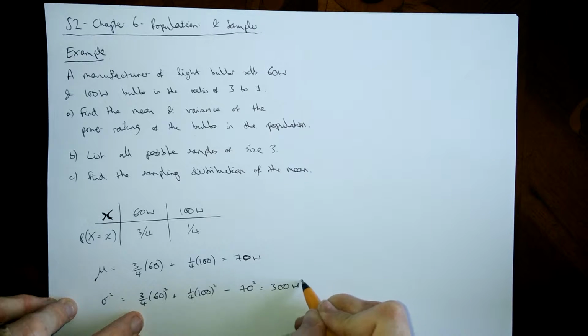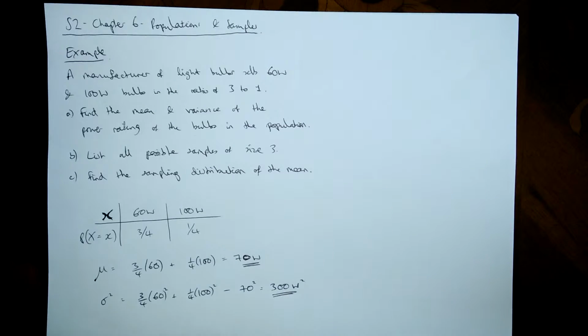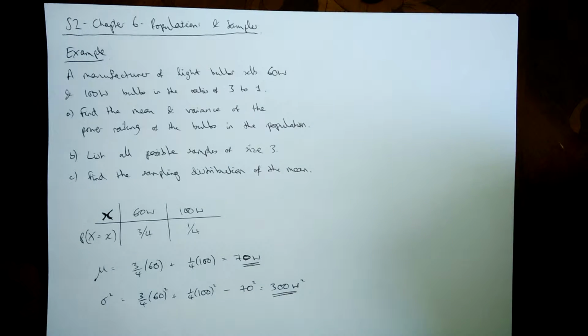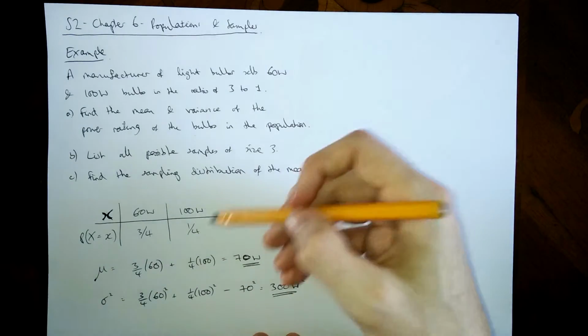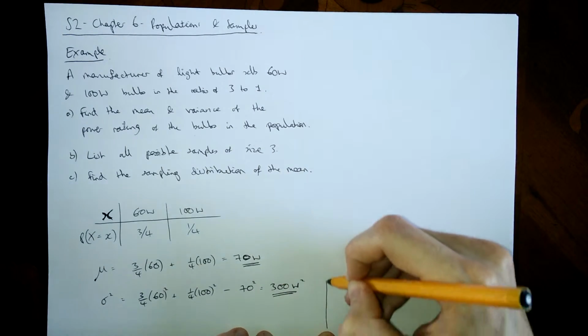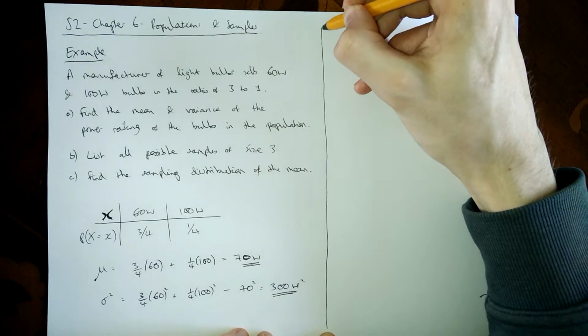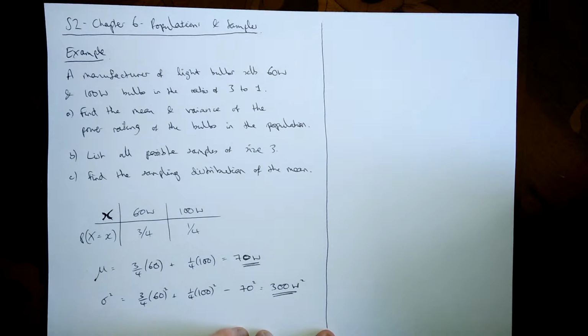I guess the units would be watts squared, but not to worry, we're not doing physics, so if you don't understand the units there, don't worry. The numbers 70 and 300 are what we care about. So this is just S1, discrete random variables. Hopefully you recognise that. If you don't, it's a bit of an S1 problem. Maybe go back and have a look at that S1 chapter.